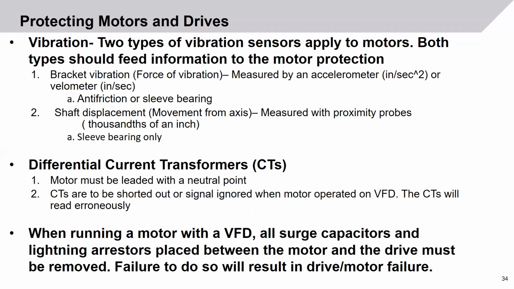Then there's current protection, which is differential current transformers. Motors must be leaded with the neutral point for CTs to work. Now, if a motor is on a VFD, CTs are either to be shorted out, or the motor protection must ignore the signal from the CT when the motor is operated on a VFD, because the CTs will read erroneously.